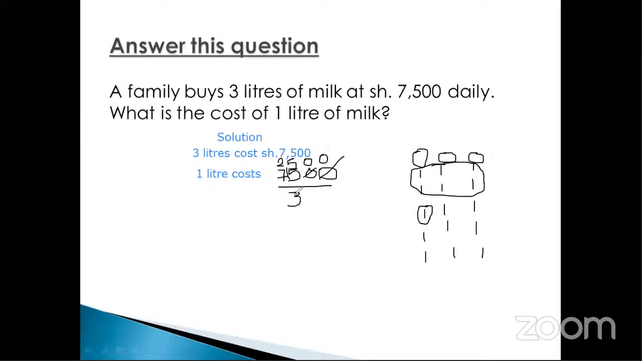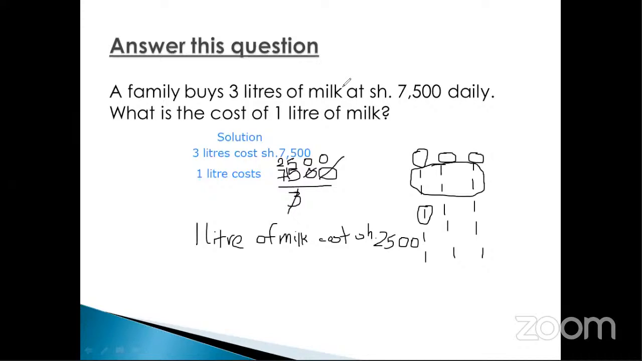So meaning that 1 liter of milk costs. You can say 1 liter of milk costs. Good, cost. You need to write this unit, shillings: 2,500. That is 2,500 shillings. Very good, Joanna. So this is what we have been learning last time.